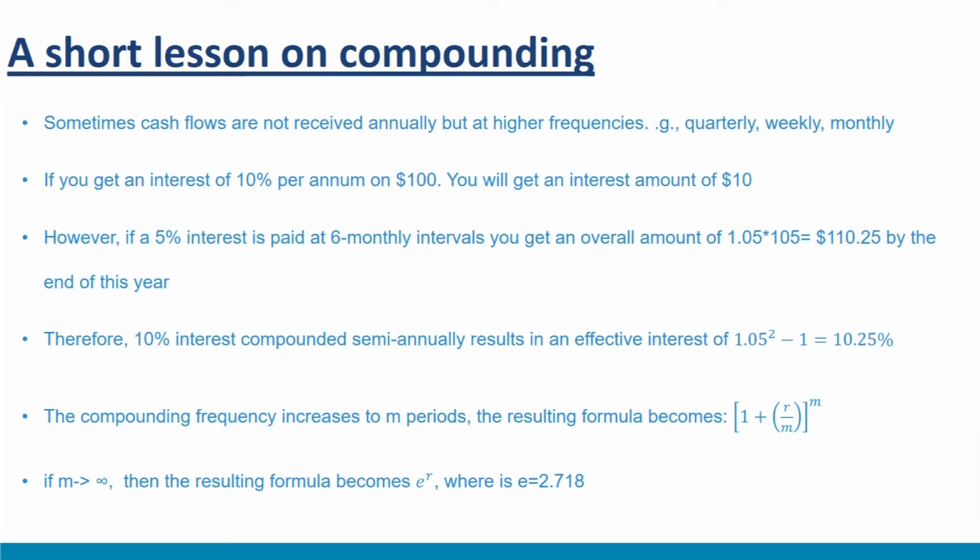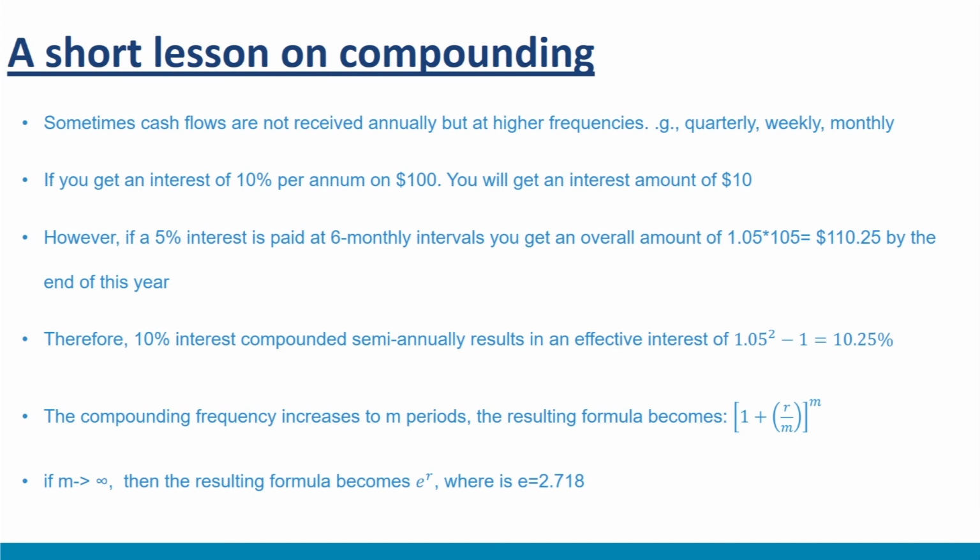For example, if you get an interest of 10% per annum on $100, you will get an interest amount of $10. However, if a 5% interest is paid at 6 monthly intervals, then you get $5 after the first 6 months. In the next 6 months, you also get additional interest on this $5 earned in the first 6 months. Thus, you get an overall amount of 1.05 times 105 equal to $110.25 by the end of this year. So, the effective interest rate is 10.25%. Therefore, 10% interest compounded semi-annually results in an effective interest rate of 1.05 raised to the power 2 minus 1, equal to 10.25%.